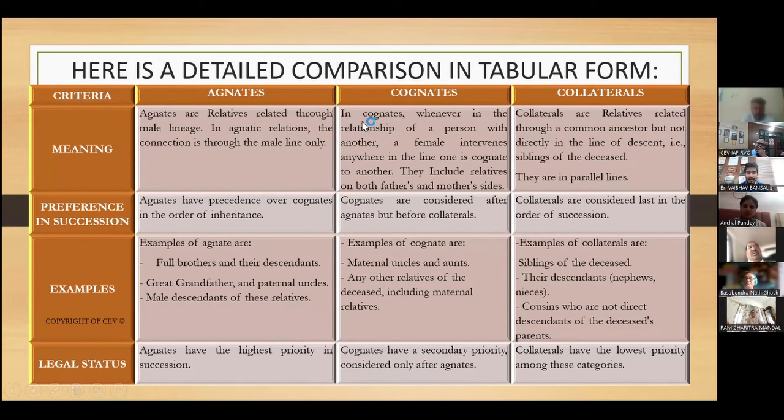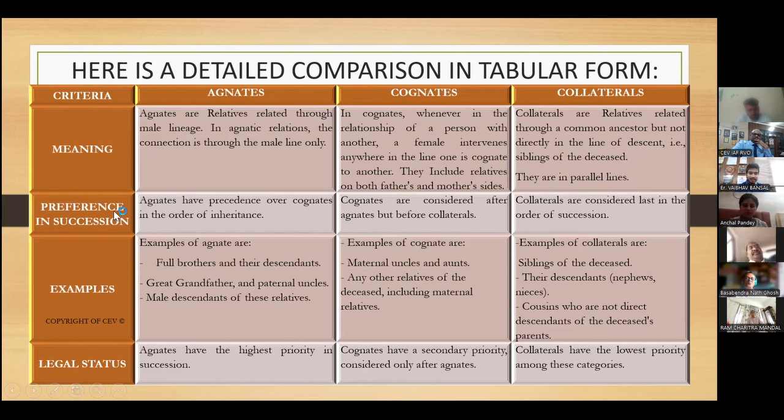Now in cognates, whenever in the relationship of a person with another, a female intervenes anywhere in the line, one is cognate to another. They include relatives on both the father's and mother's sides. Now in collaterals, what is the meaning of collaterals? Collaterals are relatives related through a common ancestor, but not directly in the line of descent. That is, siblings of the deceased, meaning brother, sister, etc. They are called collaterals. They are in parallel lines.